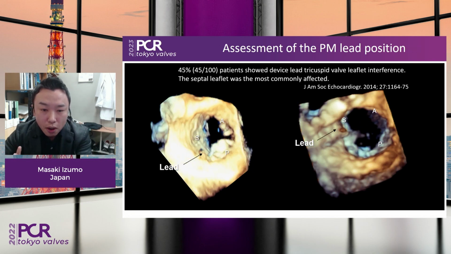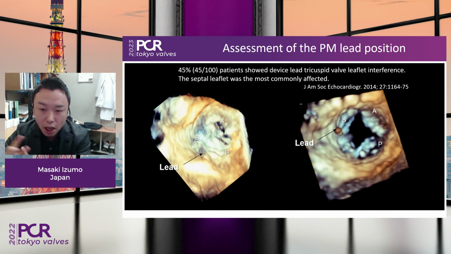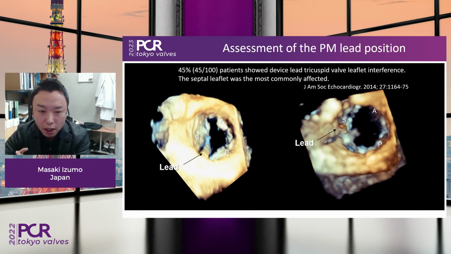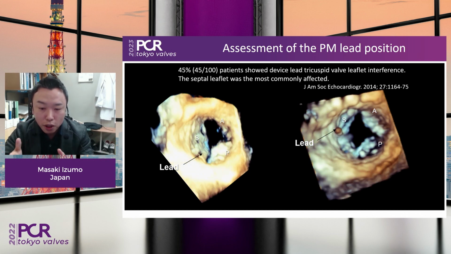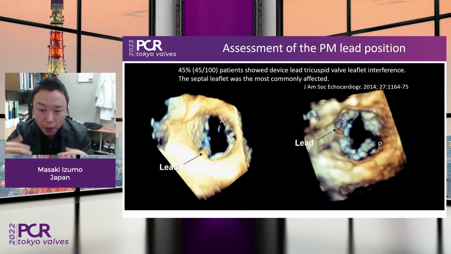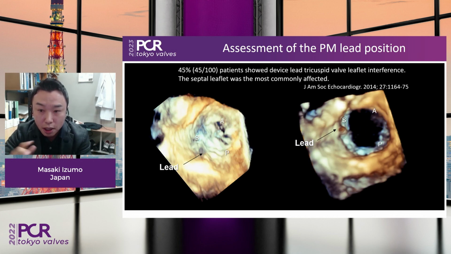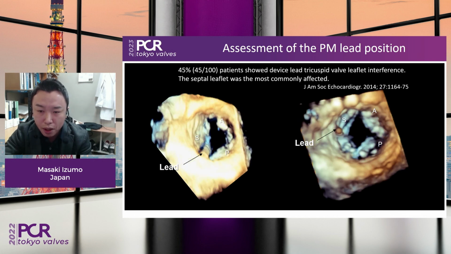The position of the pacemaker lead is also important for patient selection. 3D echo is useful to determine the position of the lead. The left panel shows the lead positioned between the septal and posterior leaflets, preserving the mobility of the leaflets. It is a good position. But the right panel shows the lead pushing the septal leaflet, with a large gap.